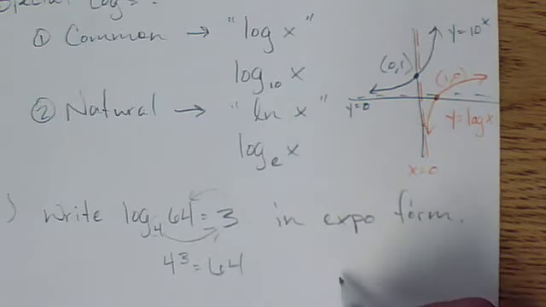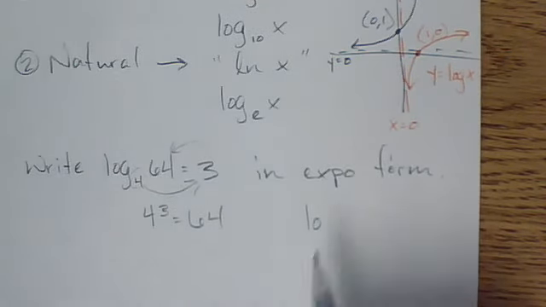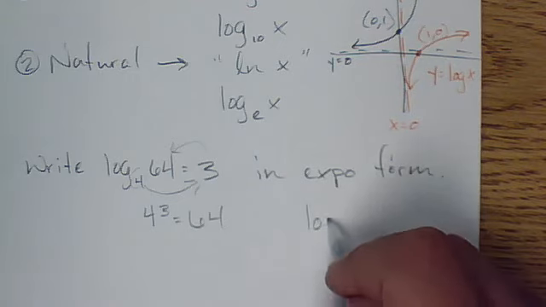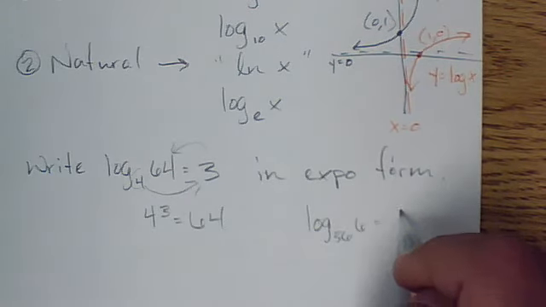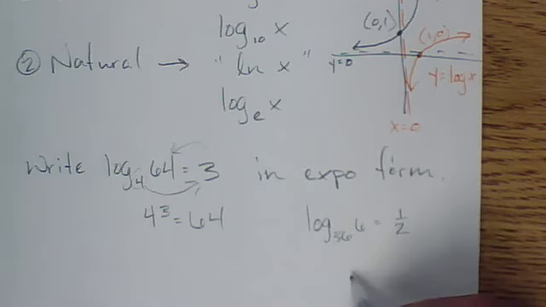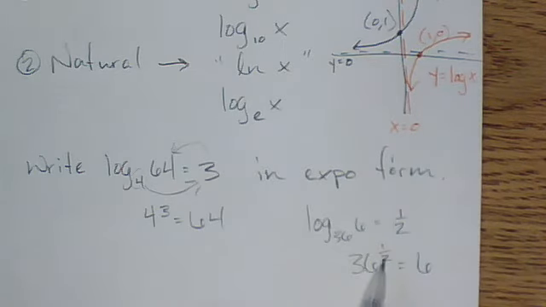If I had a base 36 logarithm of 6 equals 1/2, then we can say 36 to the 1/2 equals 6, which is just a square root. Square root of 36.